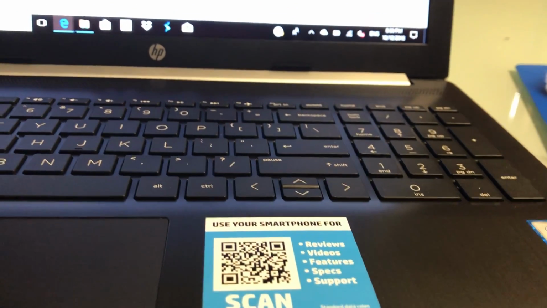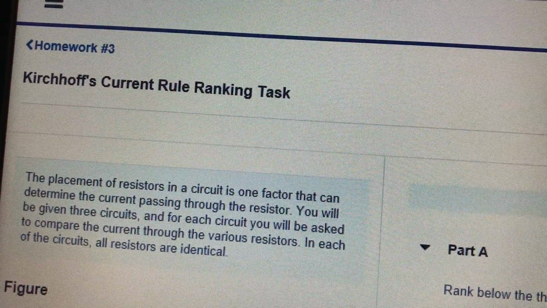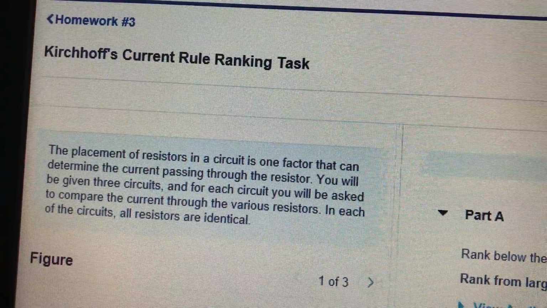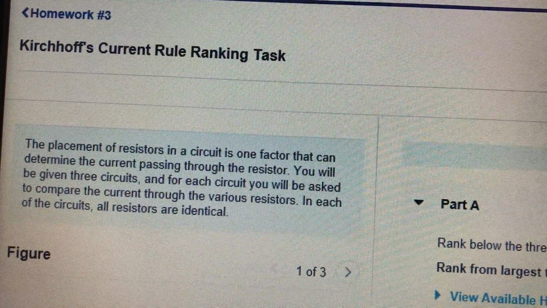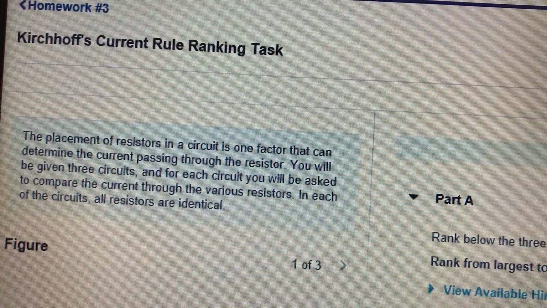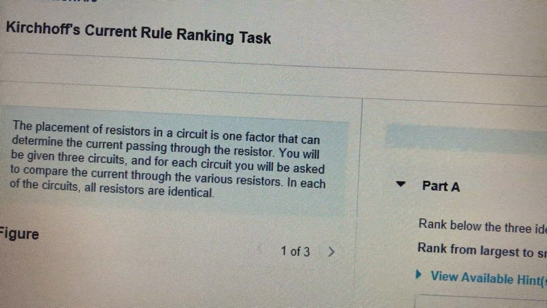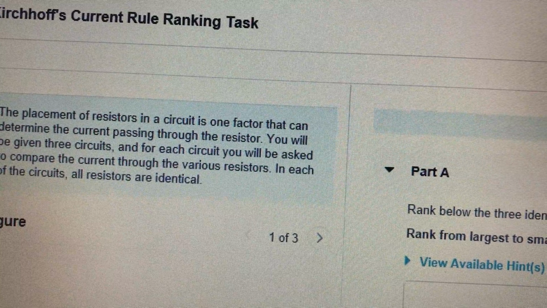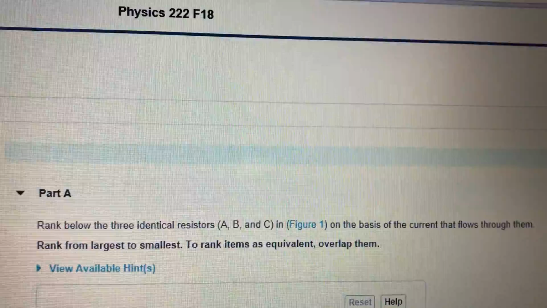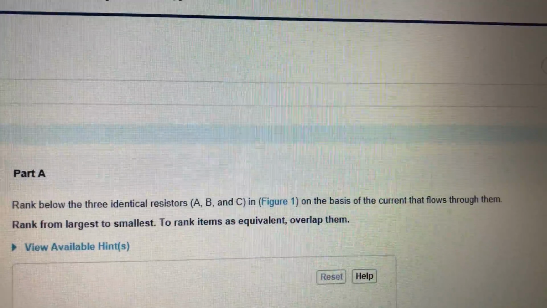So today I'm going to show you how to solve the problem Kirchhoff's current rule ranking. In this problem we will have three circuits, and for each circuit we will be asked to compare the current through the various resistors, and in each of the circuits all resistors are identical, which means their resistances are the same. Okay, so this is part A. We will have three parts. Okay, let's begin. Part A.